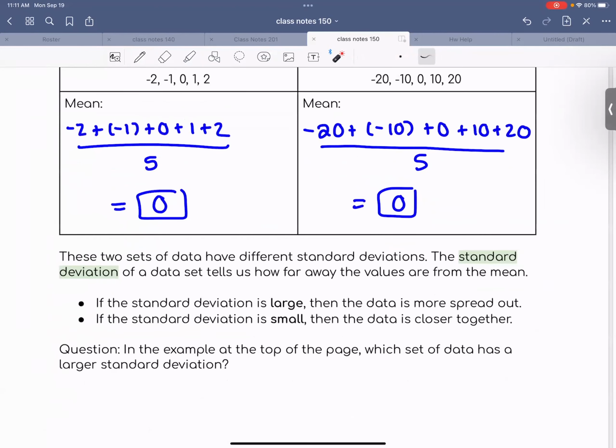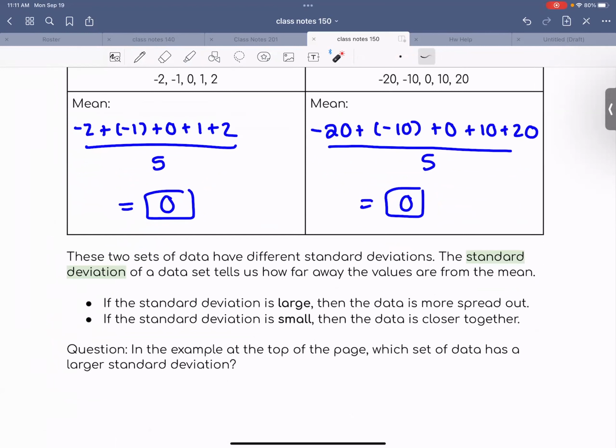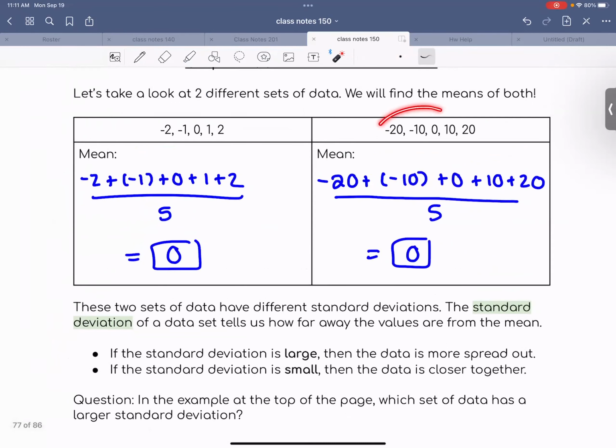Now, this number is called the standard deviation. It's a number that summarizes how far away from the mean we are. If we have a large standard deviation, it means that the data is more spread out. So it looks kind of like this, okay? If the standard deviation is really small, then it's talking about a set of data where the numbers are closer to the mean, okay? So small standard deviation, data is closer together. Larger standard deviation, data is more spread out, okay?